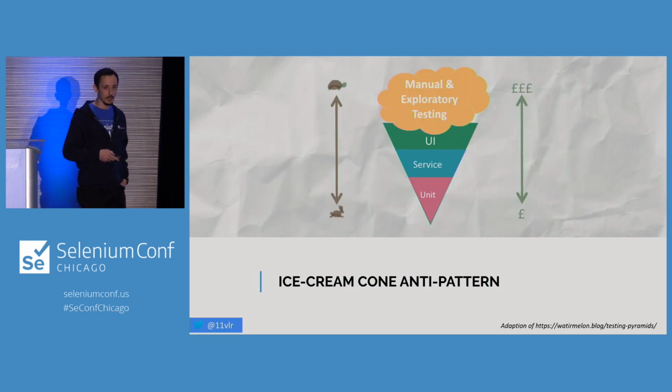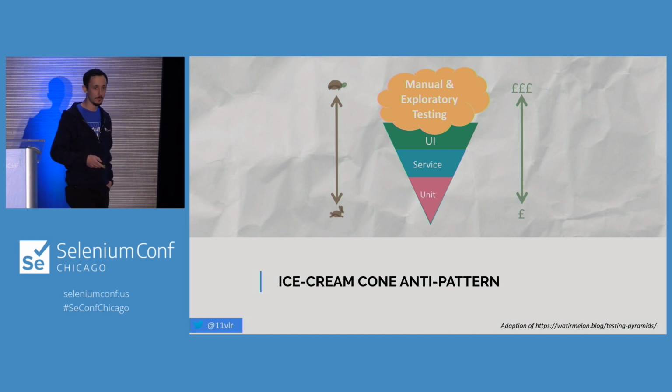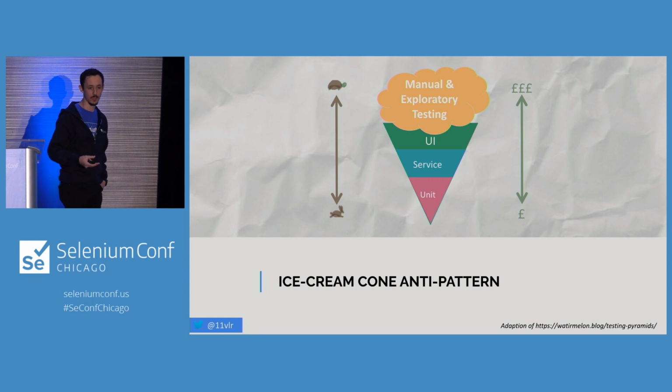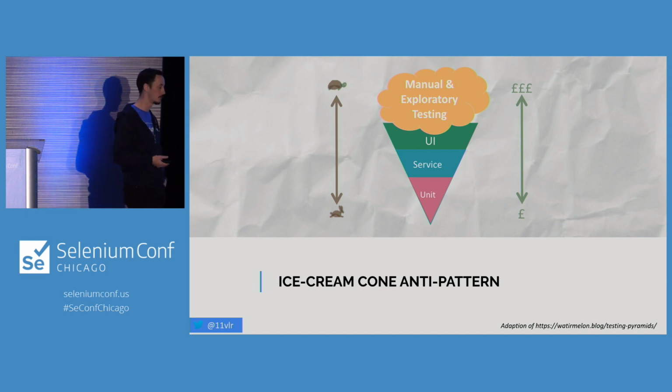I see this a lot as well. So this is the inverted testing pyramid. It's called the ice cream cone anti-pattern. The idea is that the lower down the pyramid, the tests are quicker to execute, and higher up, slower. Likewise, the lower down, the cheaper the tests should be to implement and maintain. And higher up the pyramid, the more expensive they are to implement and maintain.